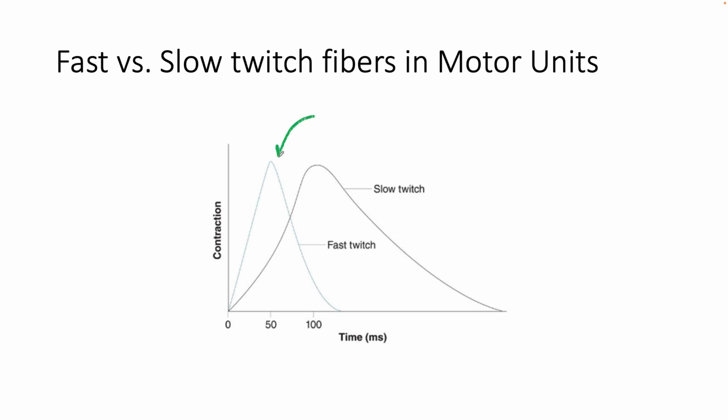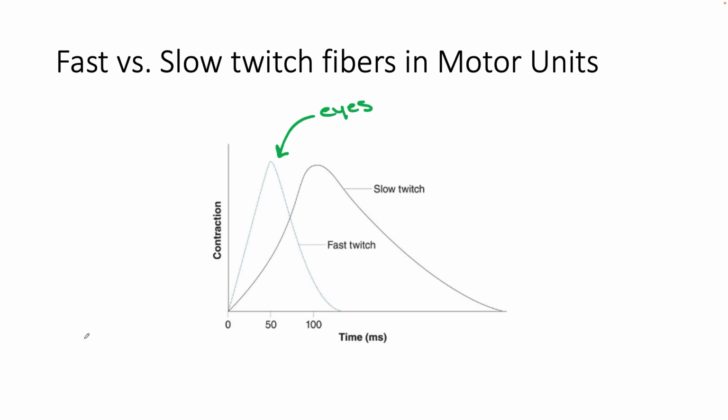So fast twitch muscles have a lot of fast twitch fibers in it. So for example, in your eyes, these are very, very quick twitch fibers. They're going to move your eye really fast, and then they're going to get tired. So they're really strong and really fast, and then they're done.